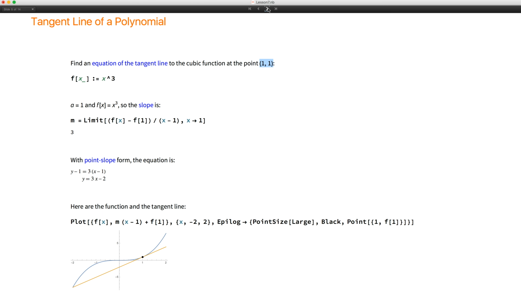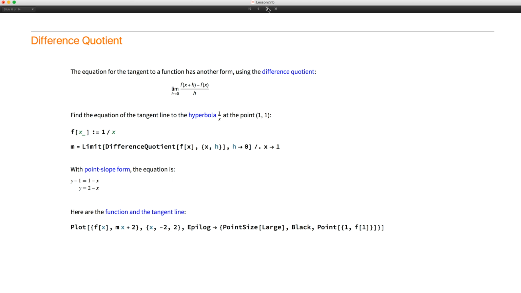Okay, in practice, of course, we use something called the difference quotient to find derivatives. So here's the difference quotient. What it says is, you take the limit as this number h approaches 0 of the difference between f at a nearby point and at the given point, over h. So it's still a slope, but it's a slope in a slightly different form.